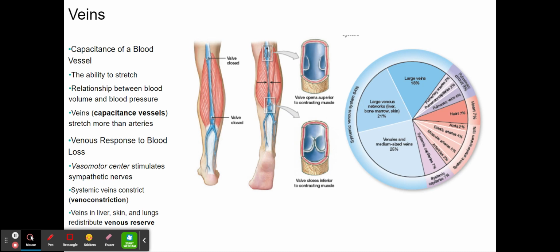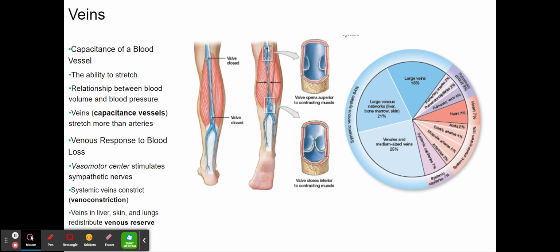This process, called venoconstriction, decreases the amount of blood within the venous system, increasing the volume within the arterial system and capillaries. Venoconstriction can keep the blood volume within the arteries and capillaries at near normal levels despite a significant loss of blood. And two, the constriction of veins in the liver, skin, and lungs redistributes a significant proportion of the total blood volume. As a result, blood flow to delicate organs, such as the brain, and to active skeletal muscles can be increased or maintained after blood loss.